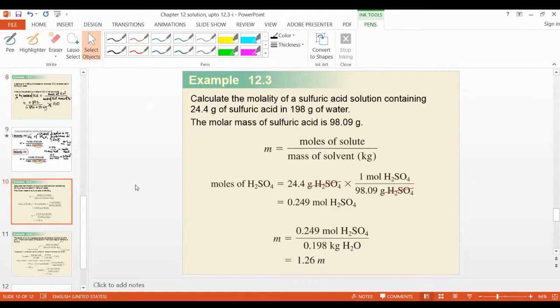All right, look at this example. Calculate the molality of a sulfuric acid solution containing 24.4 gram of sulfuric acid in 198 gram of water. The molar mass of sulfuric acid is given, right? So first of all, molality is moles of the solute divided by mass of the solvent. Molality is expressed in small m. Remember that.